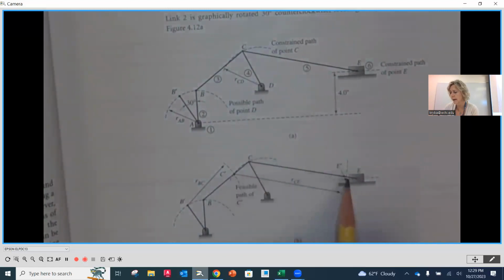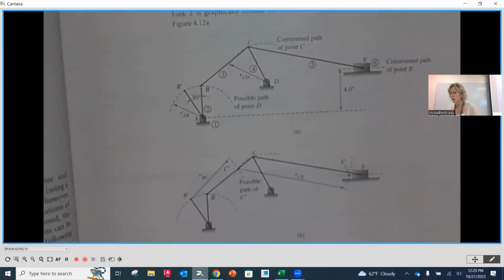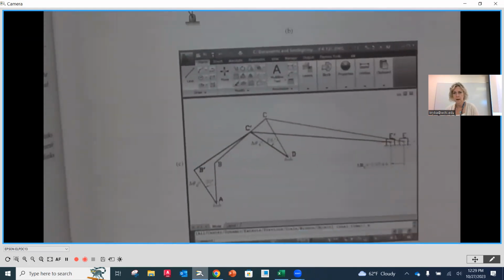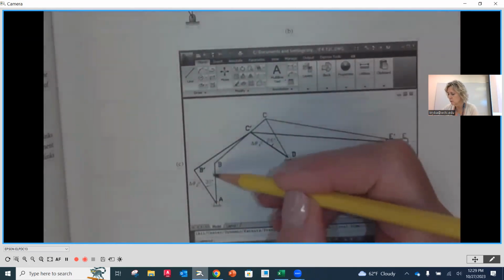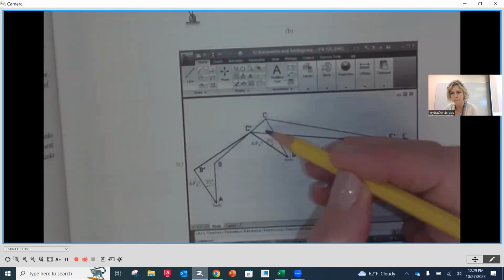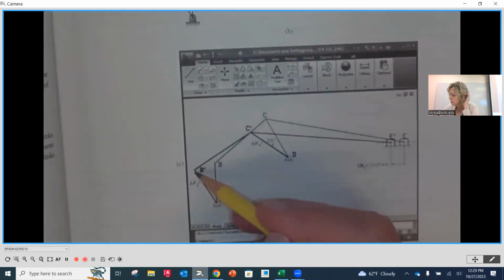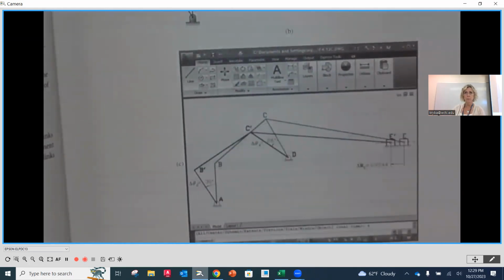This is the original radius from C to E. We're going to take that, and from the point where the new C is, we're going to strike that radius, that distance, and then find its intersection along its linear path. Now down below, you're going to notice we see the two positions. The first position is this one where B is straight up and down. That was its original. Any of the primes are the new position when that driver moved 30 degrees counterclockwise.